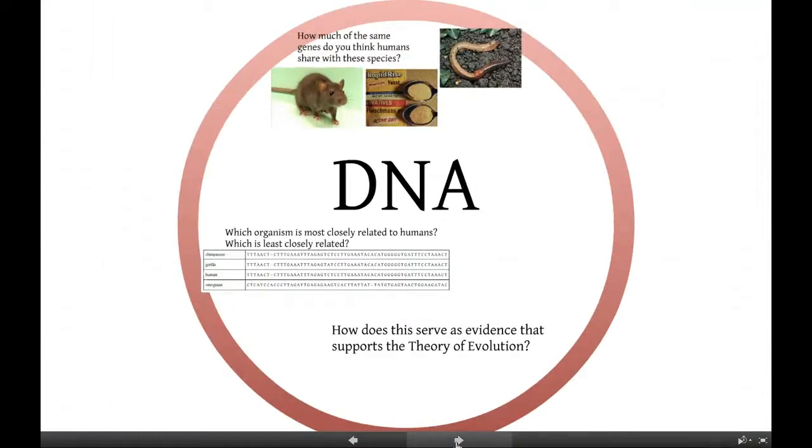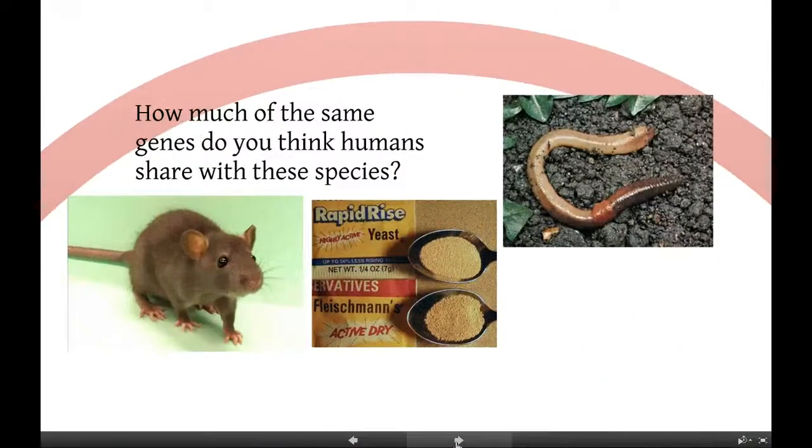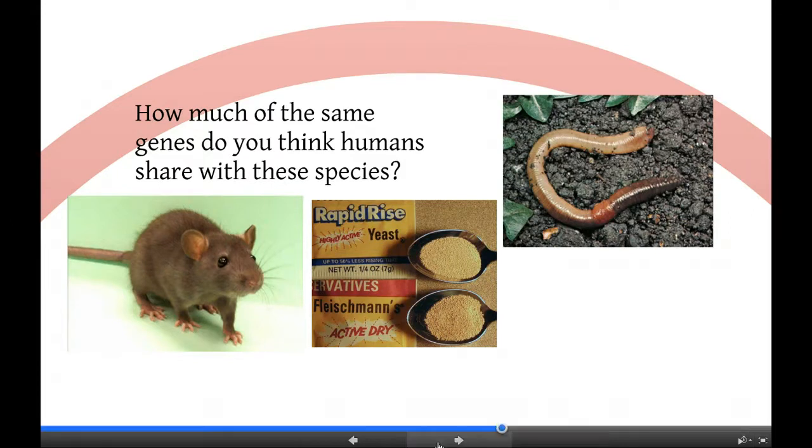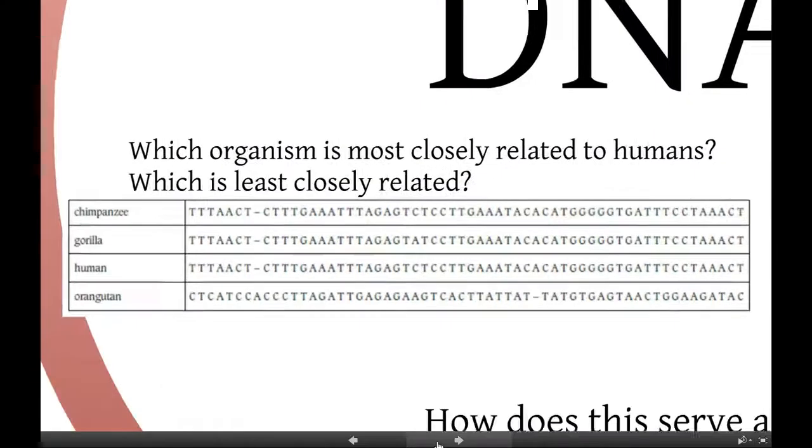And the last piece of evidence is DNA. So how much of the same genes do you think humans share with these species? Well, we share quite a bit, 90-some% with this mouse, a little bit less with this yeast, and a little bit less with the earthworm, but still a lot more than you would think. We share a lot of the same genetic material and the same proteins.